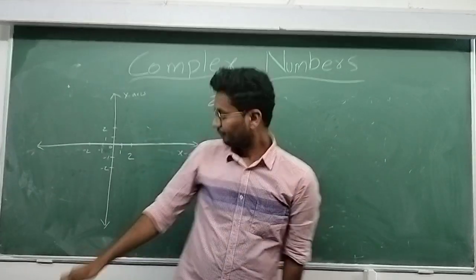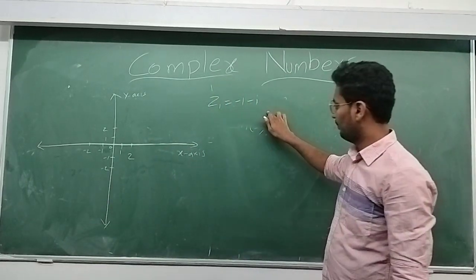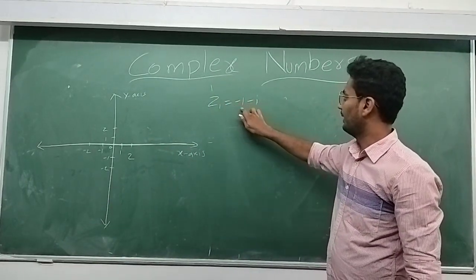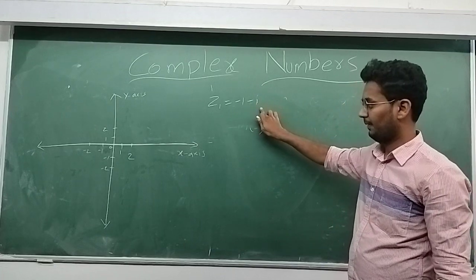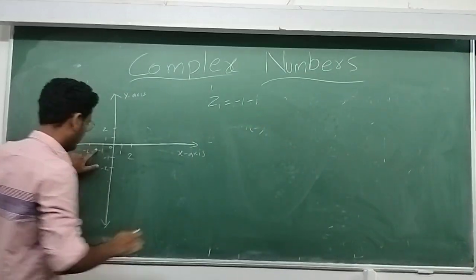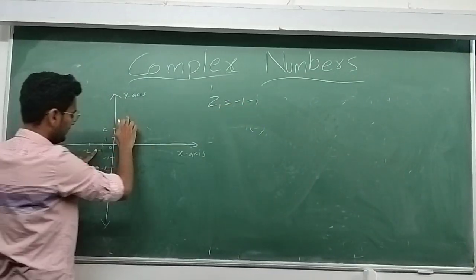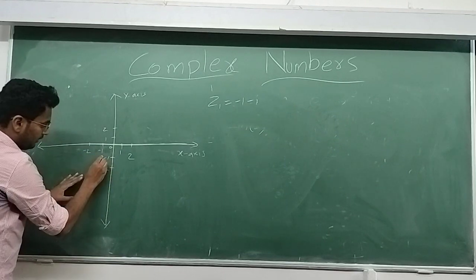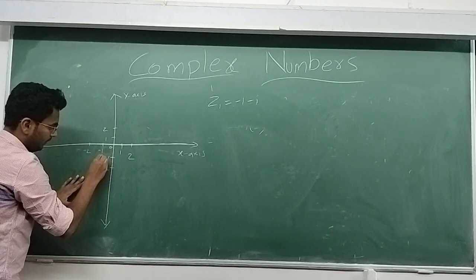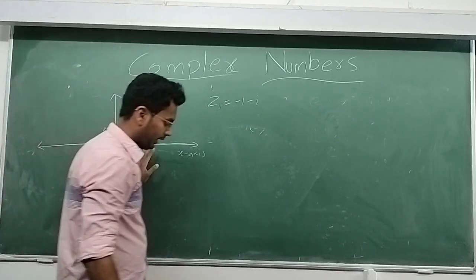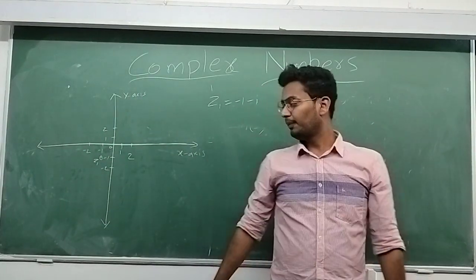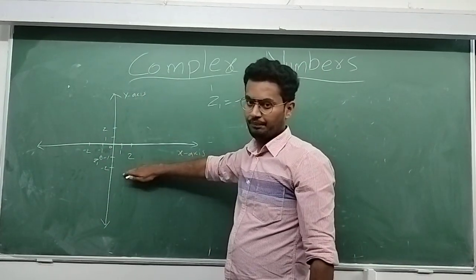Right? Now we have to represent this complex number. z equal to -1, -1. Where is -1? -1 is here. Minus sign means imaginary axis. Okay, this is here. This is the point. We require the point. z1 is this. We can represent any complex number in this complex plane. Okay.